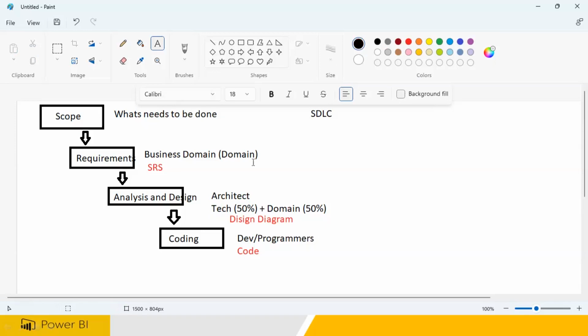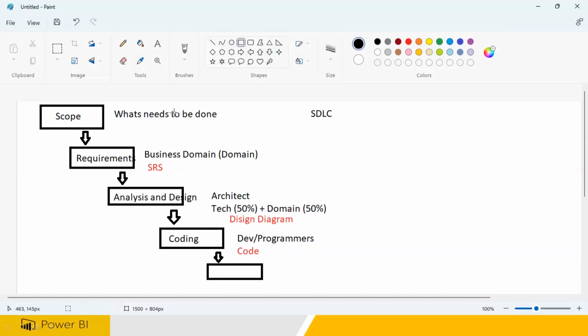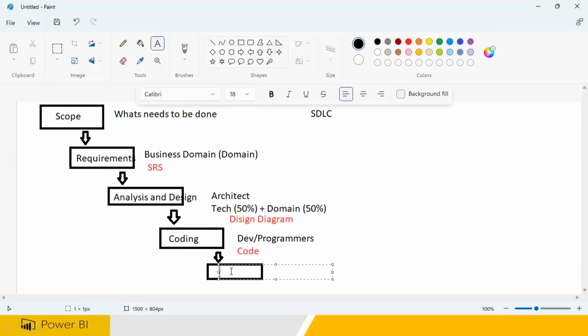But whatever code you have written has to be tested, right? Who's going to be testing? The next department will be there, called the testing department. Okay, the coding phase is going to be getting over. The next one is testing.